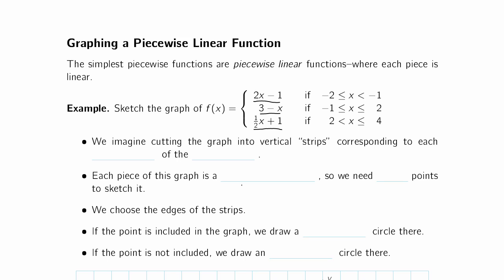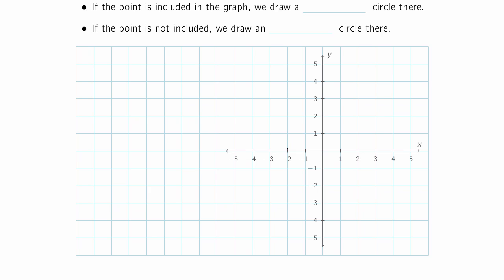In order to graph this, though, I'm going to start not with those expressions, but with the pieces of the domain. And I'm going to imagine taking my graph and cutting it up into strips, where I have a strip for each piece of the domain. So the first piece of my domain, x goes from -2 to -1. So here x is -2 and x is -1. I'm going to draw these dashed lines at those points.